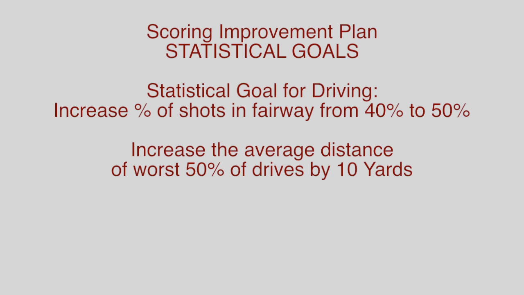Now, the only proven way to improve is to set clear and measurable objective goals of the ball's performance. The goal is not to feel better about your swing or to have your swing look better. The goal is to change those measurable statistics that impact your score. For driving, I have listed 2 goals. One is to increase your current percentage of fairways hit from 40% to 50%. And the other is to increase the average distance of your worst 50% of drives by 10 yards. Now there's an easy way to track this second goal, but I will have to show you.